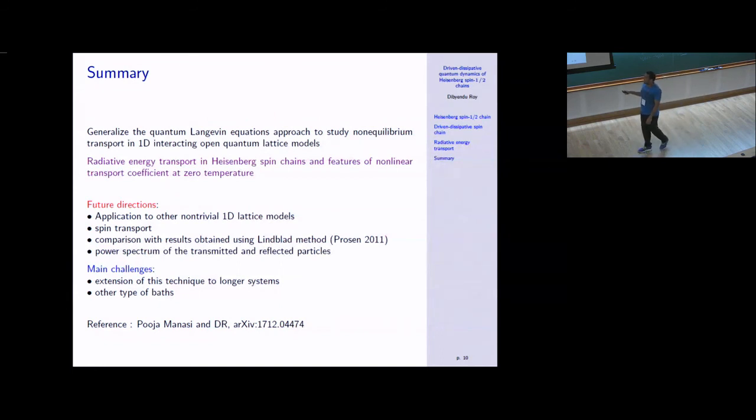And the main challenge currently is that all these results, though exact, numerically exact and non-perturbative in both coupling and interaction, are only limited to 8 sites. So I really wish to go to longer chain lengths. And I also want to do this for different types of baths, not just a 0 temperature bath, but more like finite temperature baths and other things.